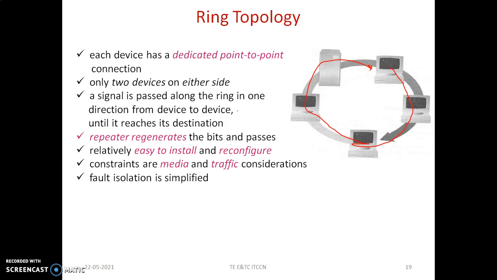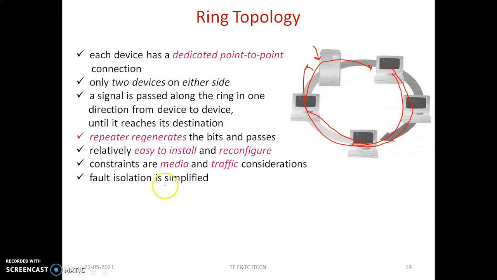Comparatively, it's easy for installation and easy for reconfiguration as every node is connected to its two adjacent nodes only. What are the constraints? Constraints are relevant to the media and traffic considerations. Even if it is a point-to-point connection, if this node has to transfer data to this particular node, it still has to travel this much distance and then go back in the form of an acknowledgement of the signals. So media required is more, and considering the traffic, many signals cannot be transferred at a time. So traffic consideration is also a concern here.